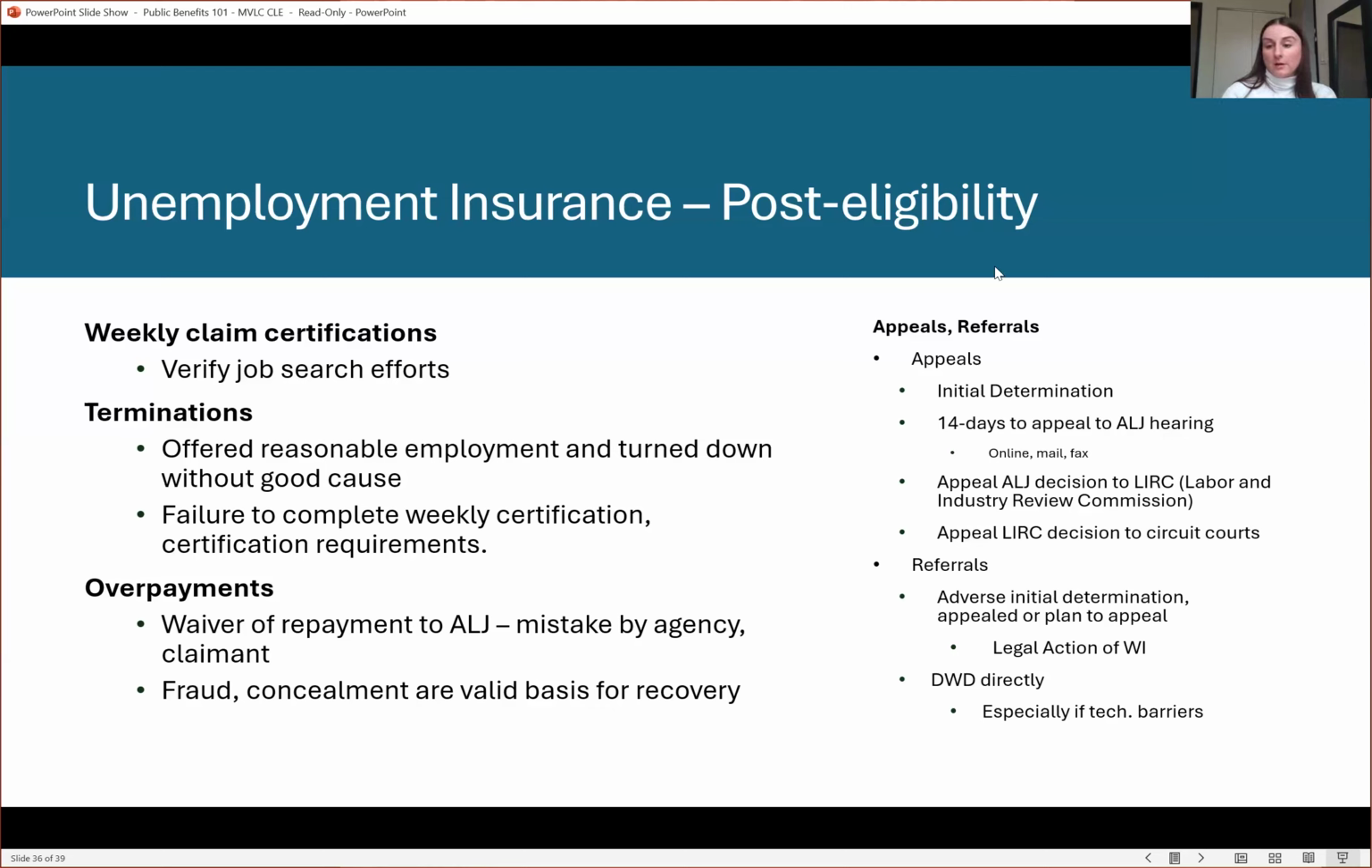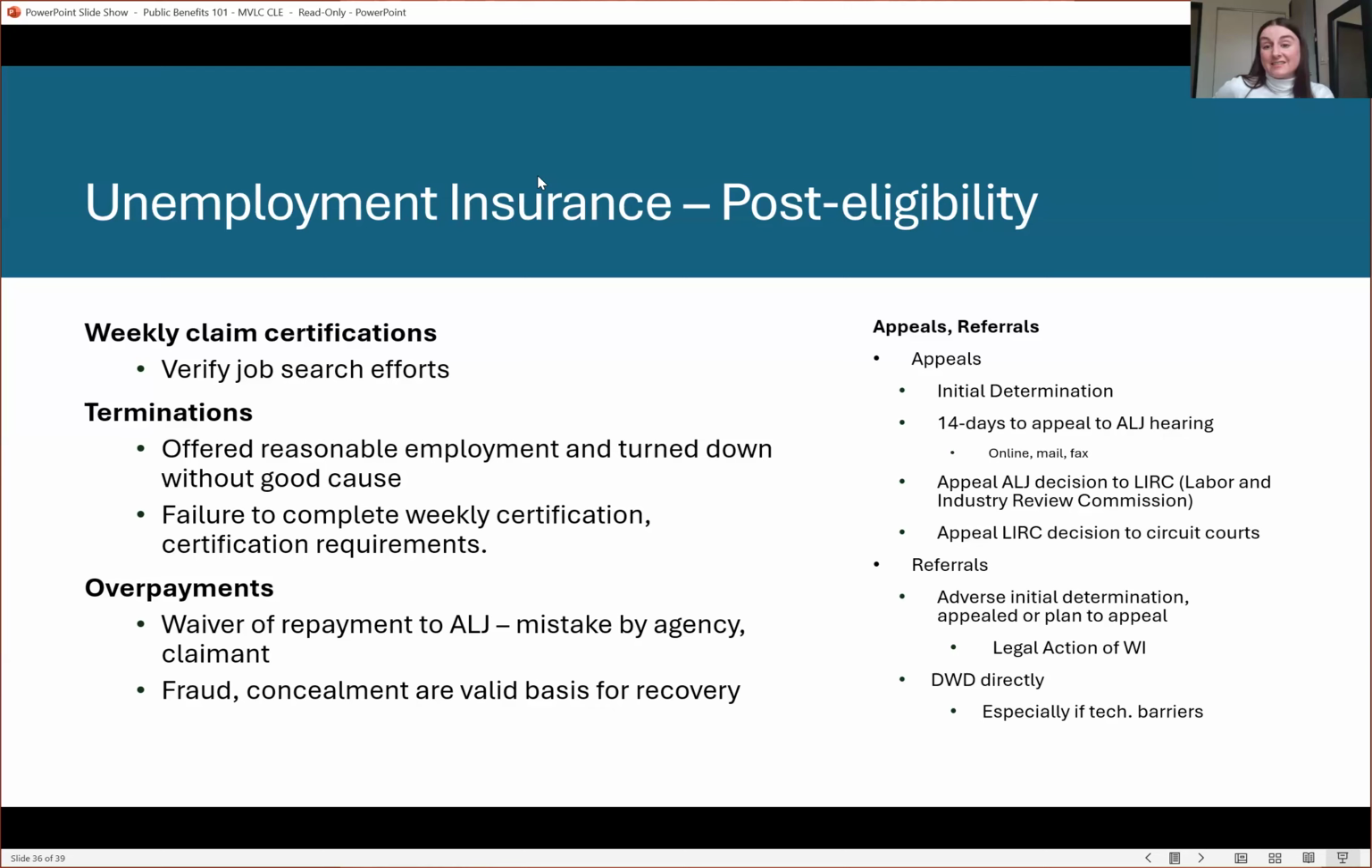There are also overpayments for UI. It's not like an appeal, it's called a waiver of the repayment. You can argue for a waiver that there was a departmental mistake by the agency, or by you as the claimant, that it wasn't intentional. But fraud and concealment are going to be pretty across the board valid basis for repayment recovery.